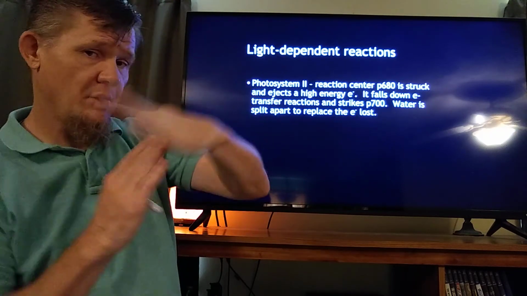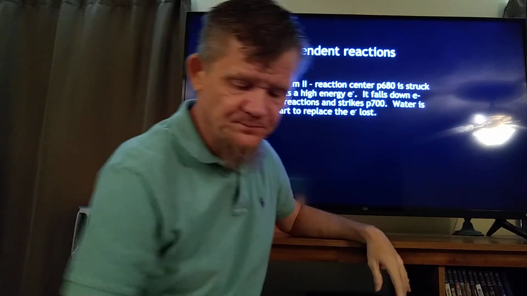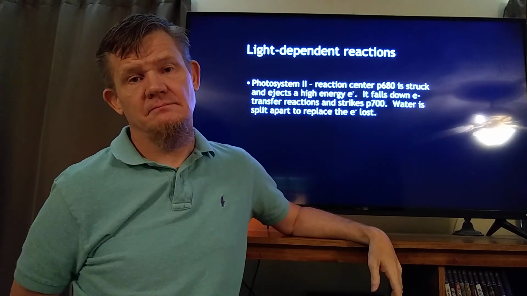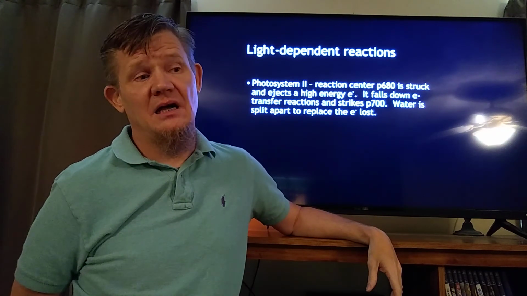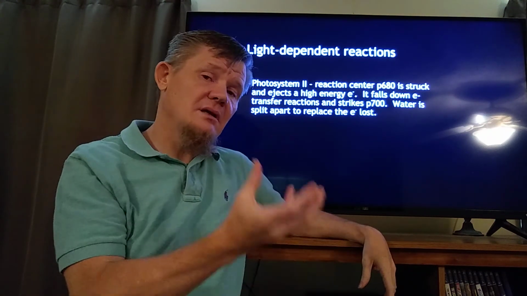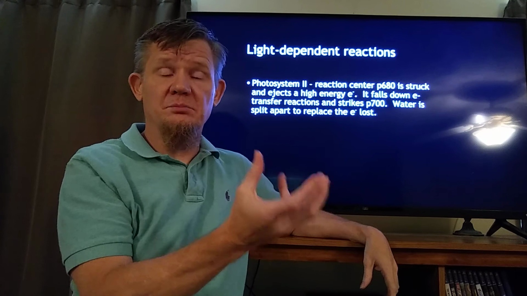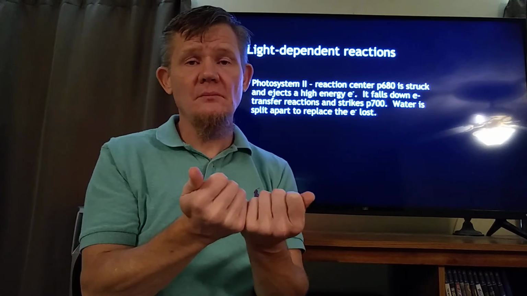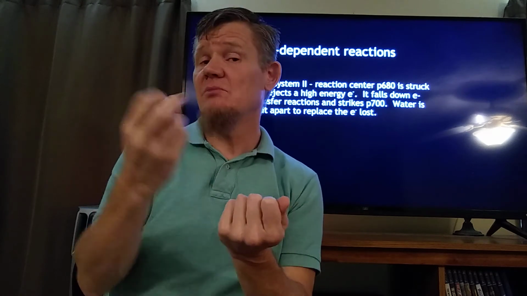Now, pause. What do you have to do before the next kid comes up to the T? You've got to put a new ball on the T. I've got to replace that electron that got knocked off of chlorophyll B. And the way I do that is by splitting apart water. Water is split apart. The oxygen bubbles away.